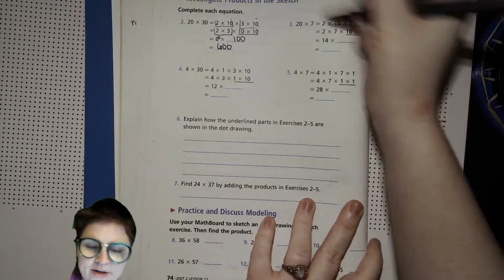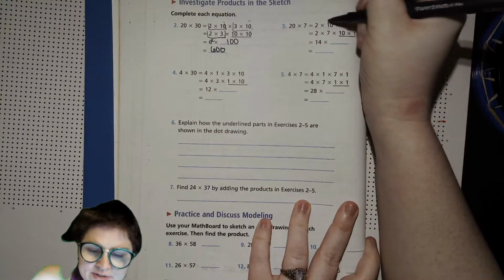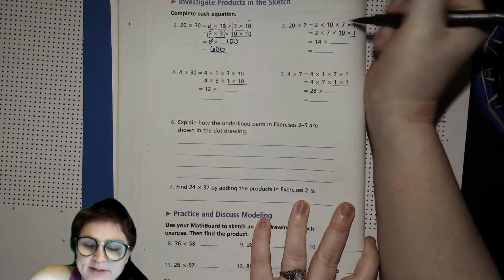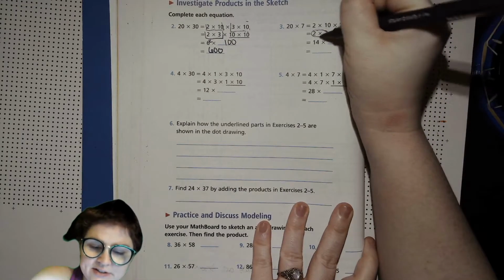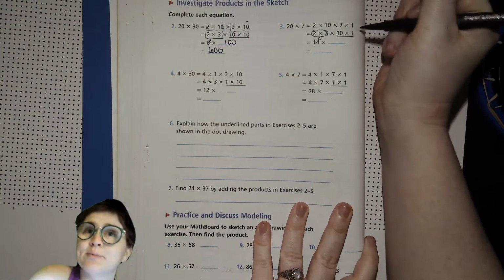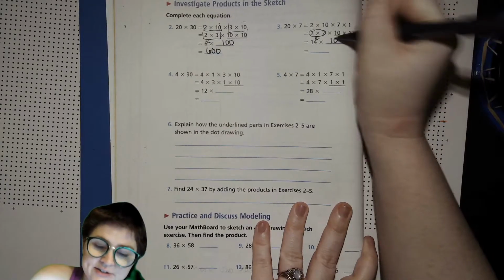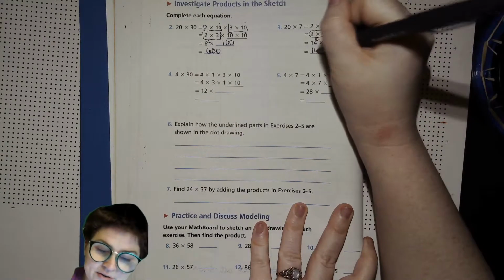Over here, 20 times 7 is 2 times 10 times 7 times 1. So we'll just deal with the 2 and the 7 first, and that's 14. The 10 times 1 is just 10, so then we have 14 tens, also known as 140.